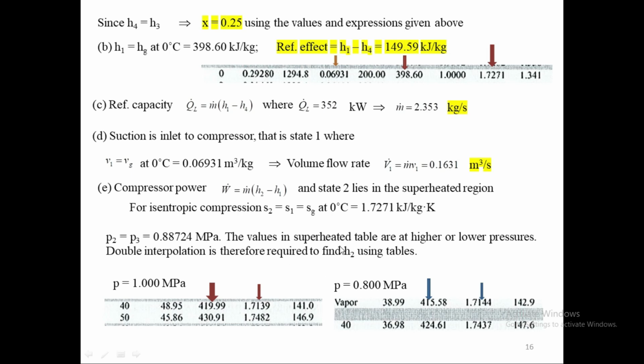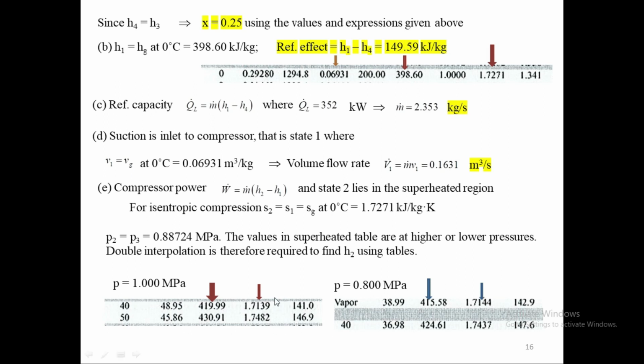The values in the superheated table are at higher or lower pressures. If you look up the superheated table, we will not find this pressure there. The pressure is either higher or lower, so we need to do interpolation. In the table we have a pressure of 1 megapascal and 0.8 megapascal, and we have to interpolate between these two to figure out the value at 0.88. So we will be doing double interpolation, and the arrow is showing the value that we are going to use.